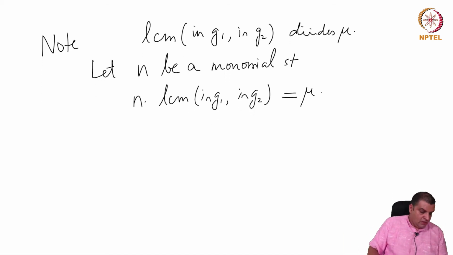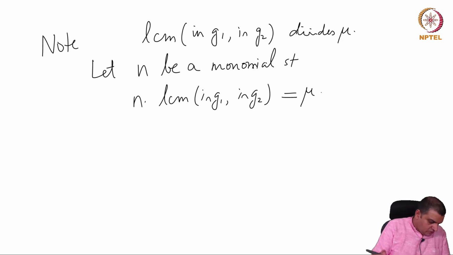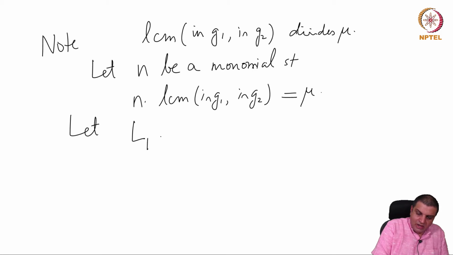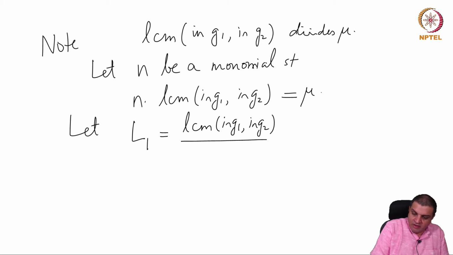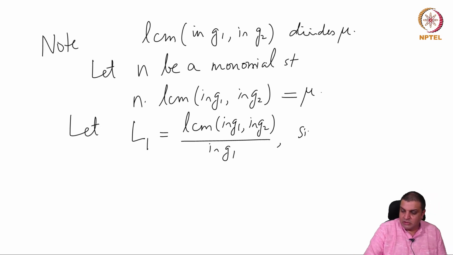Okay. So now we need to study the S pair. We just need to introduce some notation because we have to keep using it. So let L1 be the LCM of the initial terms of G1 and G2 divided by the initial term of G1, and similarly L2.